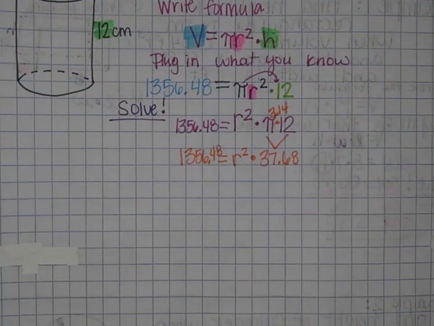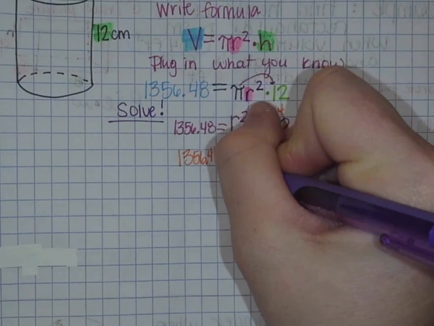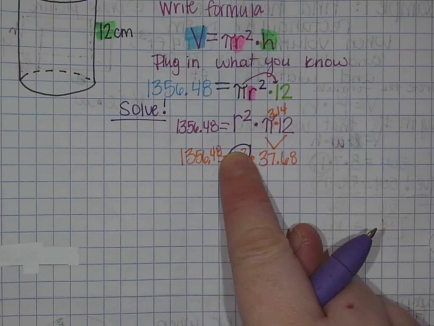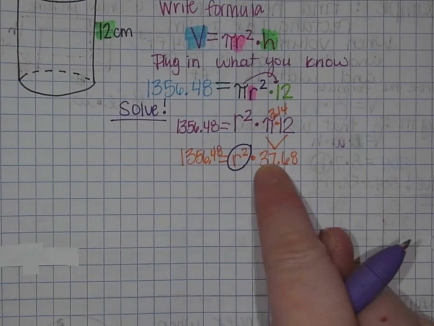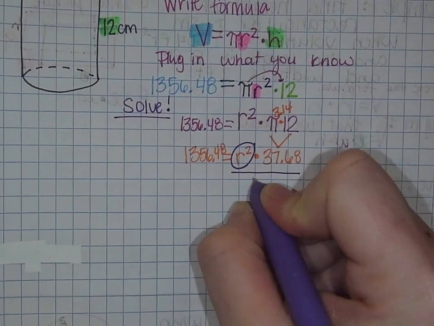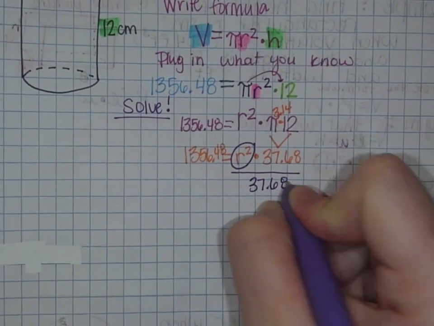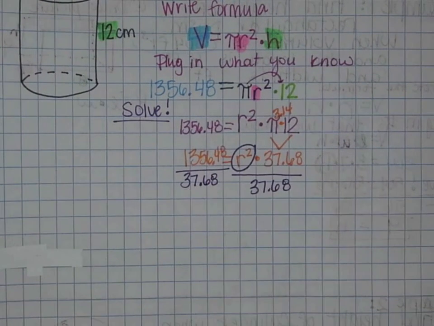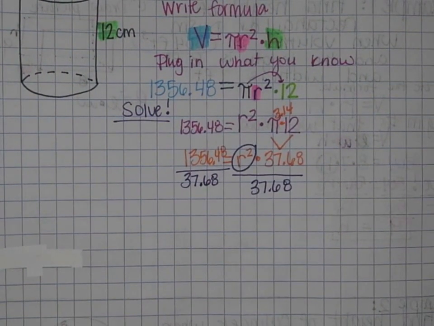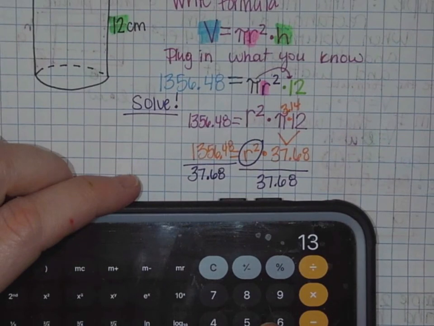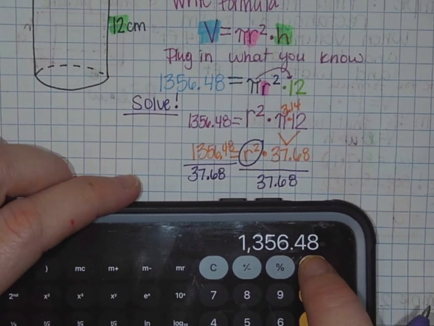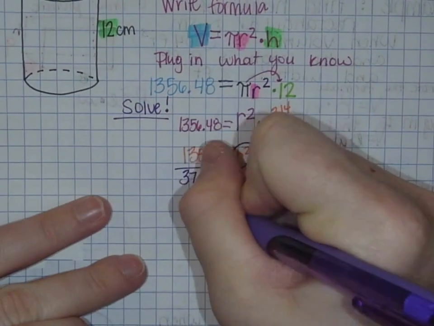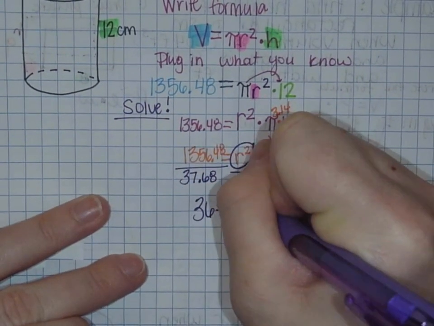Okay, now again, circle your variable. So it's r squared. The part that has the variable is r squared, and then it's times this. Well, the opposite of multiply is to divide. So I'm going to divide 1356.48 by 37.68. I'm going to do that in my calculator. 1356.48 divided by 37.68, and you get 36. So 36 equals r squared.